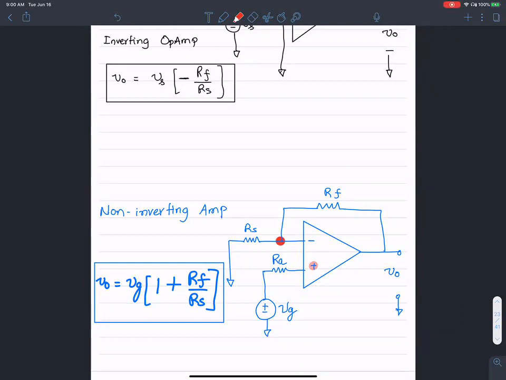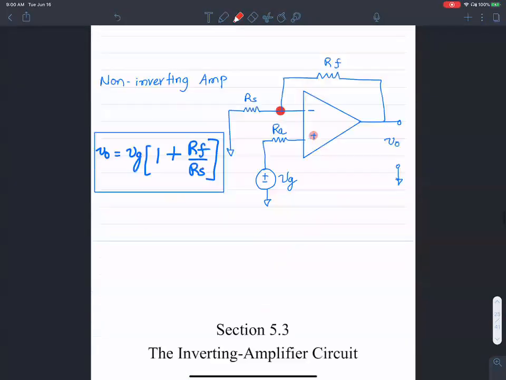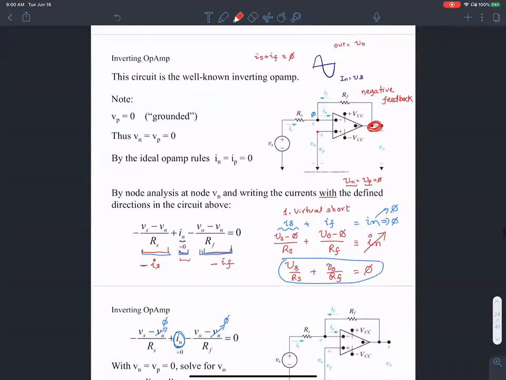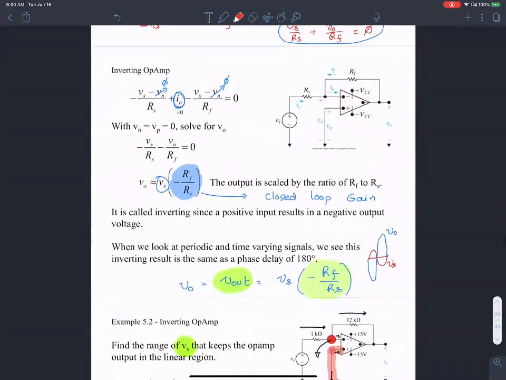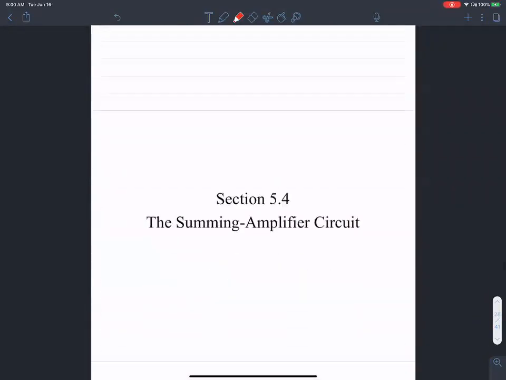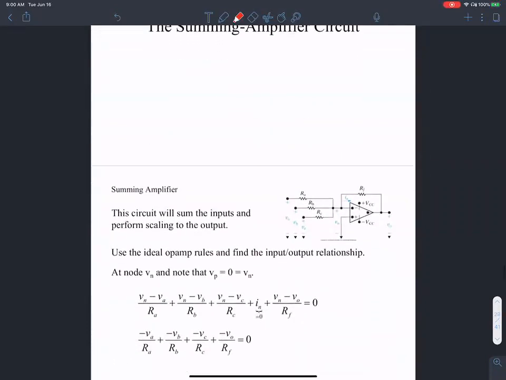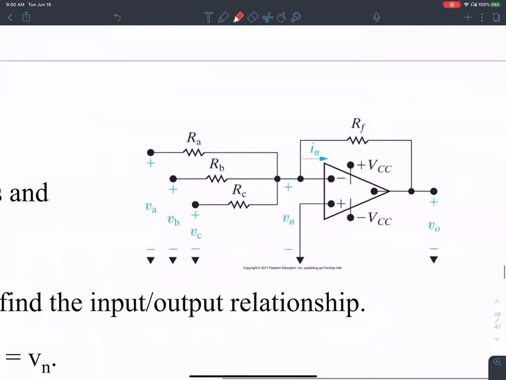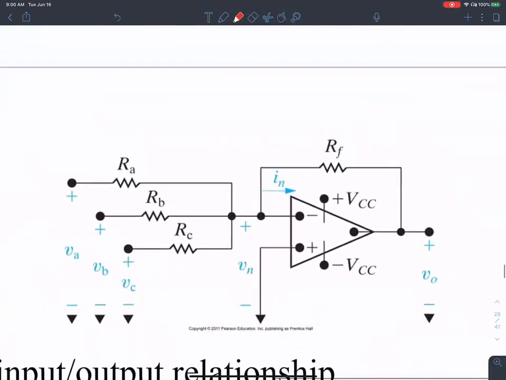Let's see what else we have to see. We started looking at the inverting amplifier configuration. Then we did a problem here. Then we did not do the summing amplifier. Without looking at what is to come, is this going to be an inverting or a non-inverting amplifier?